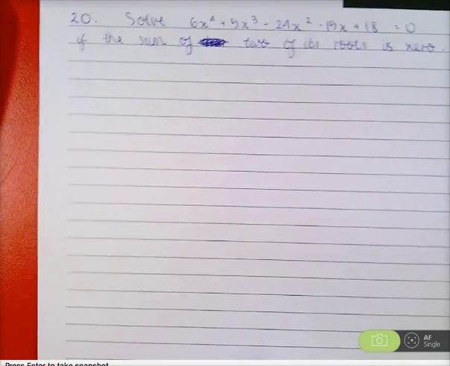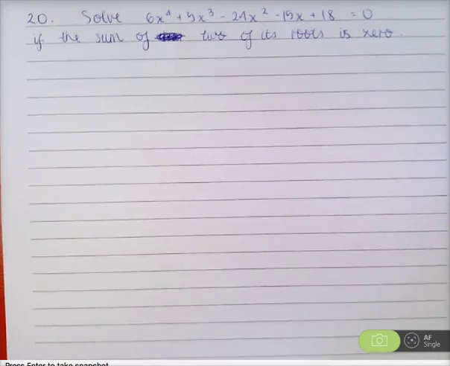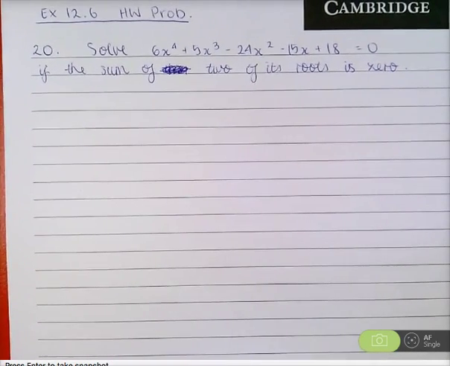Okay, these are homework problems for exercise 12.6, roots and coefficients of polynomials. It's extension 1. Okay, question 20 in exercise 12.6. Solve 6x to the power of 4 plus 5x cubed minus 24x squared minus 15x plus 18 equals 0 if the sum of two of its roots is 0.